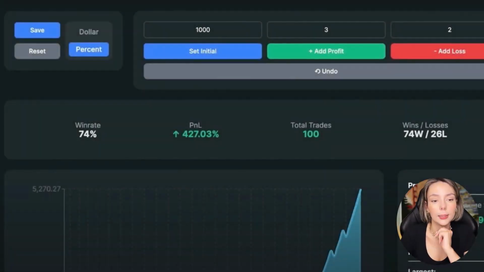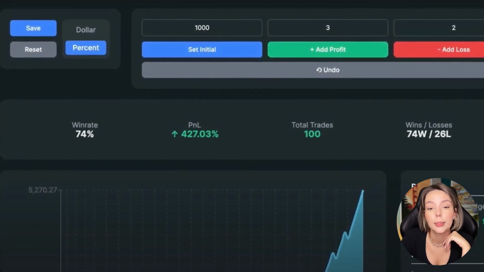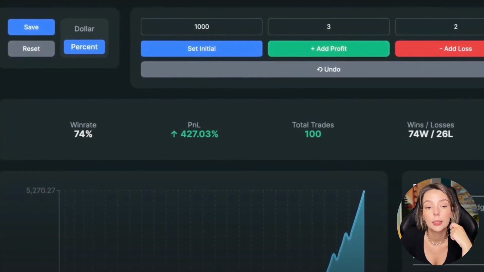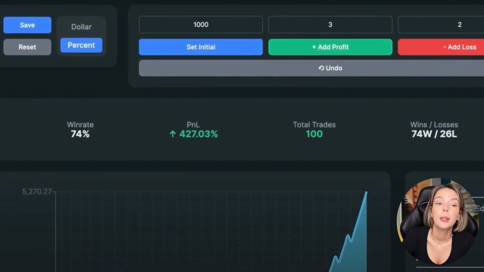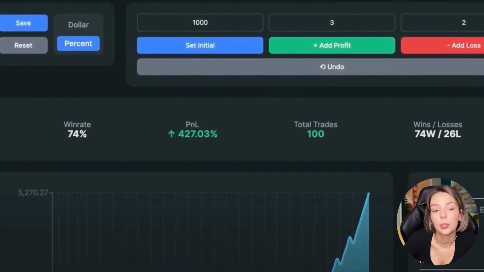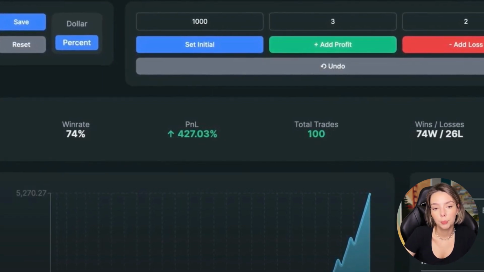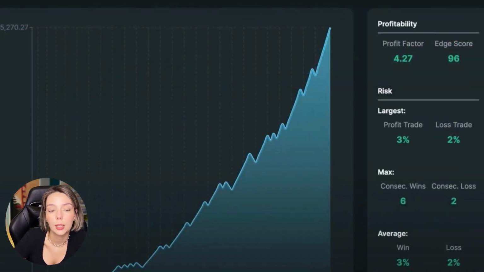Okay, so I tested the strategy 100 times. I found those setups within 4 months. As we can see, the results are crazy good. Just like I promised at the beginning of this video, the win rate is 74% and we gained 427.03% of profit on our account. The profit factor is 4.27 and we had 6 consecutive wins against 2 consecutive losses.